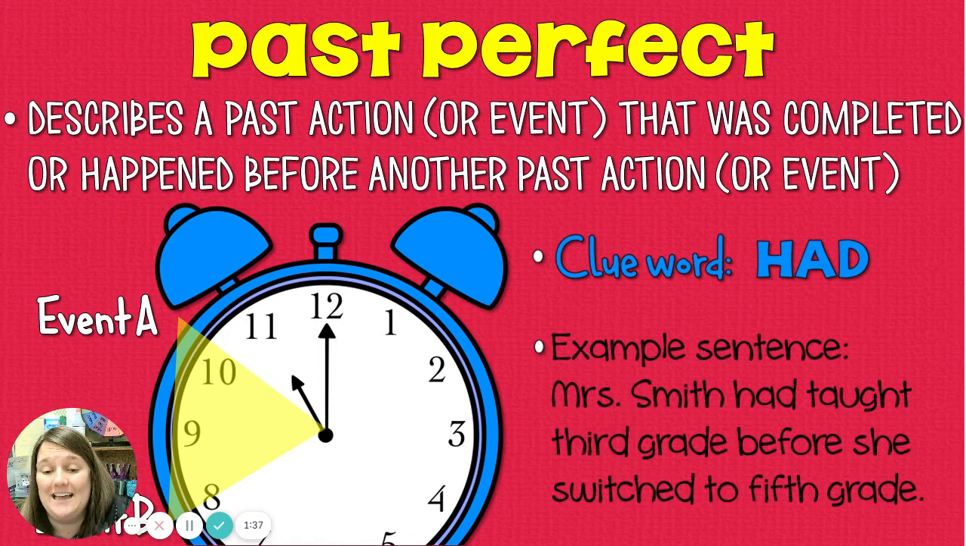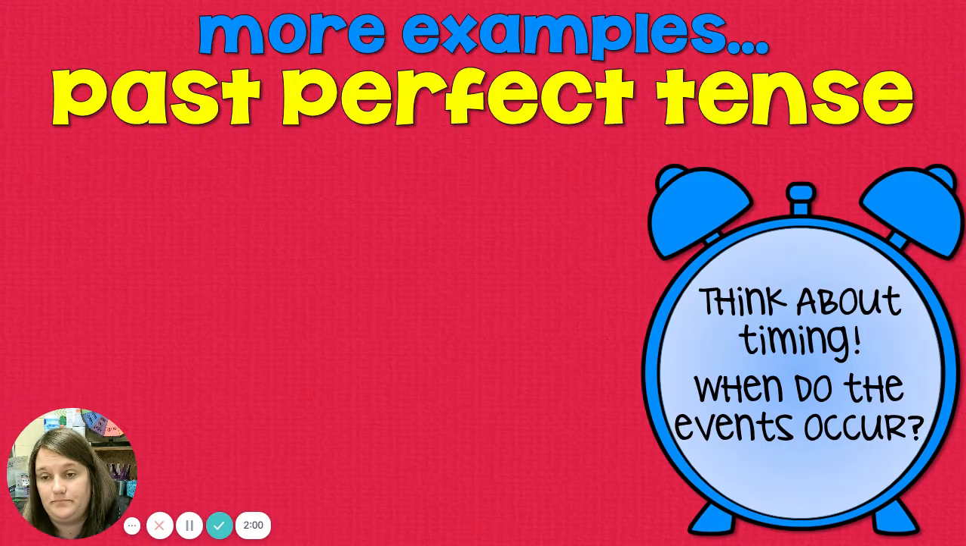So notice that had taught and switched are both in past tense. Those match, okay? That is the perfect tense, when those match, all right? So it describes two things. She taught third grade before she switched to fifth grade, okay? That is past perfect. Again, it happened in the past. You guys can easily identify that. Your clue word here is had.